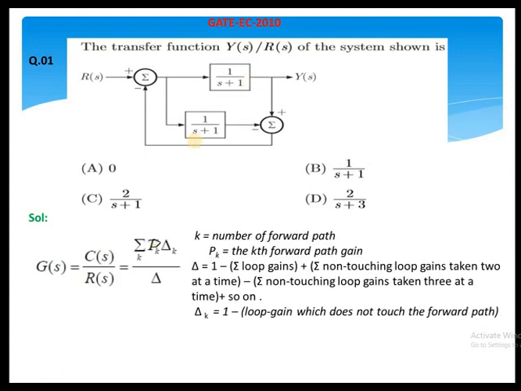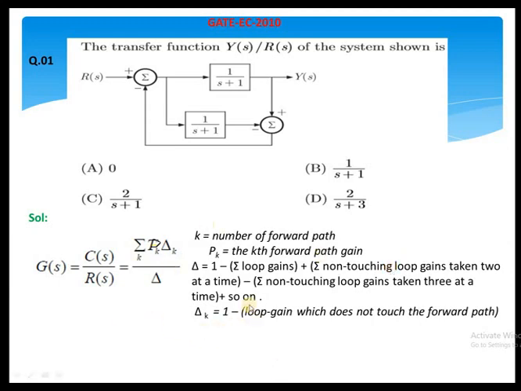Okay, this is the Mason's Gain formula. We have to recollect K is the number of forward paths, Pk and delta K. Pk is the kth forward path gain value. Delta K is 1 minus the loop gain which does not touch the forward path. What about the delta? Delta is 1 minus the sum of loop gains plus the sum of 2 non-touching loops minus the sum of 3 non-touching loops and so on. This is the Mason's Gain formula.